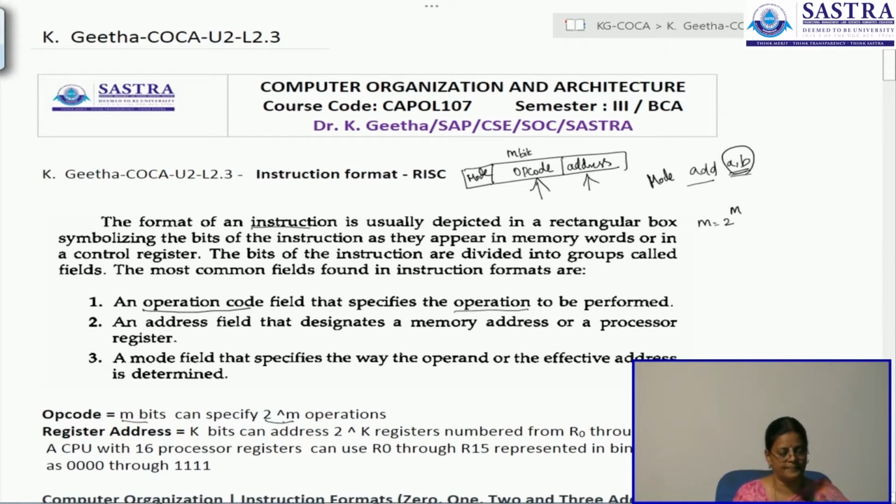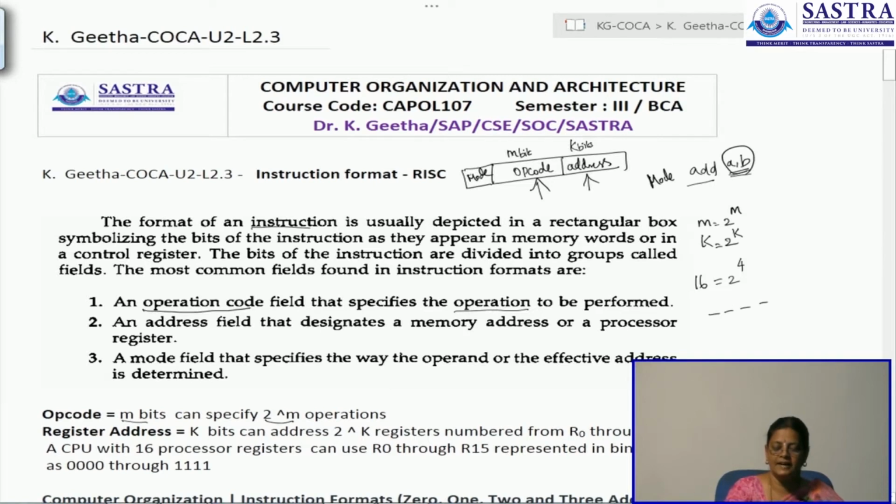Then for the address, if I allocate k bits for the registers, that means with k bits I can address 2 power k different combinations, so there could be at the maximum 2 power k registers. Suppose for example a CPU has 16 registers. How many bits are required to address these 16 registers? How will I calculate it? This is nothing but 2 power 4. So with 4 bits I will be able to address 16 registers.